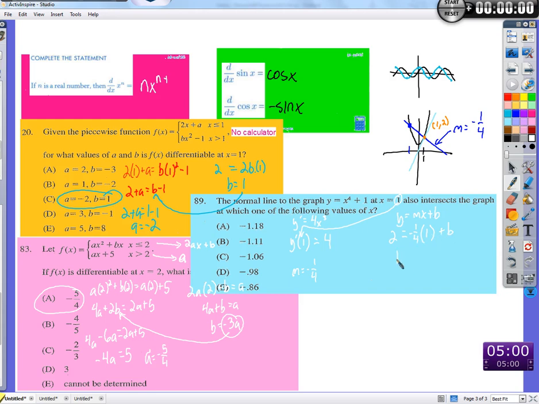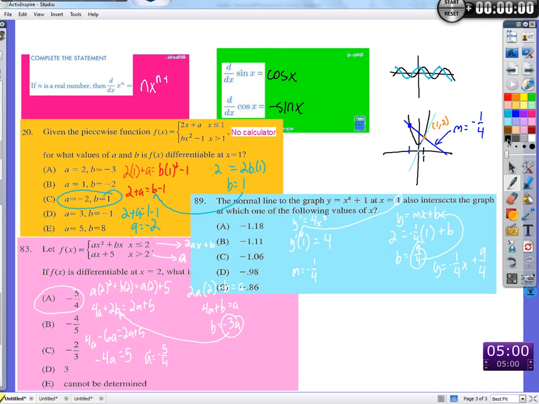So we'll solve for b. This is just -1/4 + b = 2. So b is 2 1/4. We just add 1/4 to 2. You got 2 1/4, that's going to be 9/4. Good guess. So now our equation of this line, if we put this back into here, is y = -1/4 x + 9/4.